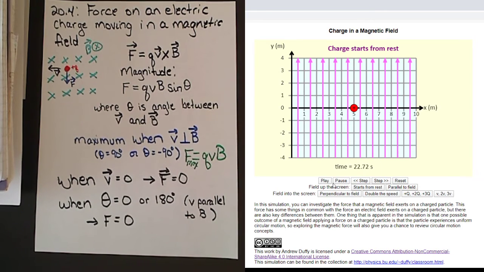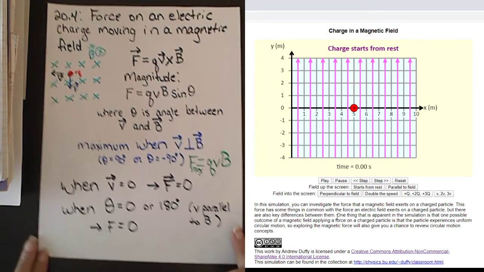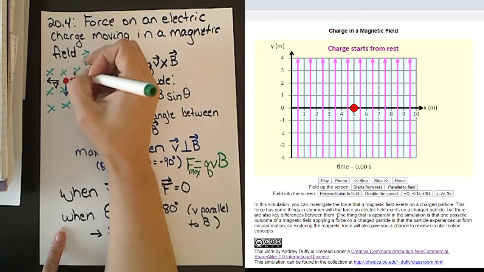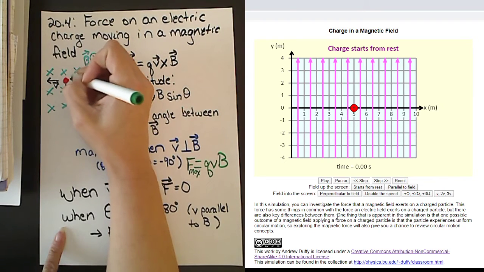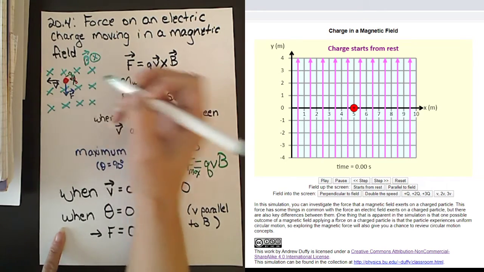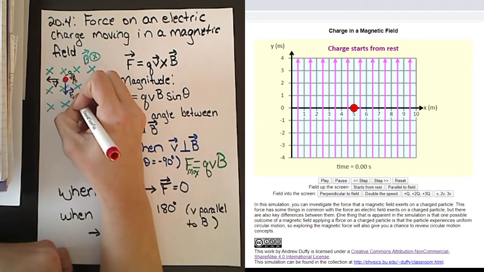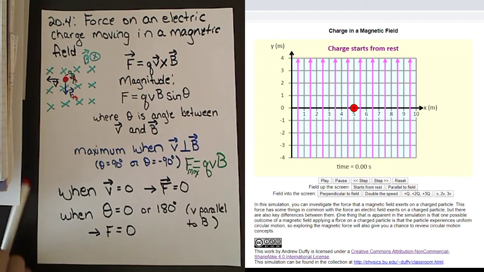So what about the case, if we look at this diagram again, what if this were a negative charge? So say we had an electron here. So let's change this to a negative Q. And then we're going to say this blue vector was for a positive Q.